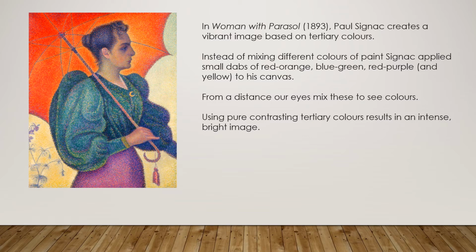This painting here is based on tertiary colours. So instead of mixing the colour in a paint palette, what the artist would do is apply small dabs of red, orange, blue, green or red, purple on the canvas very close to each other, and from a distance our eyes mix the colours together to create the image we see here.